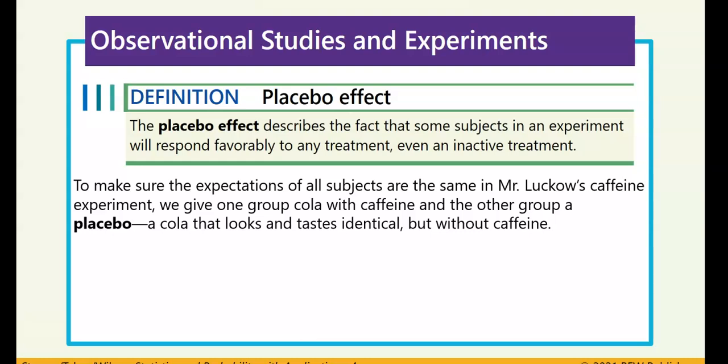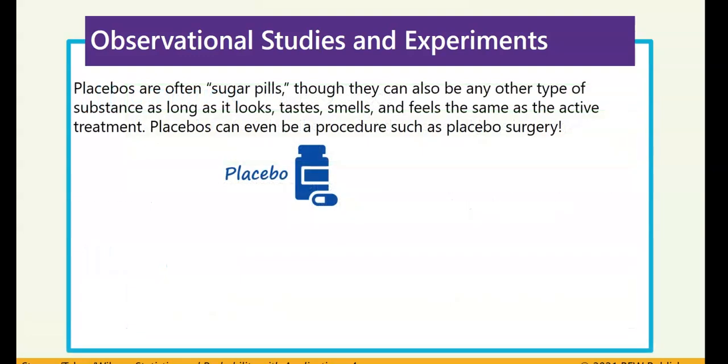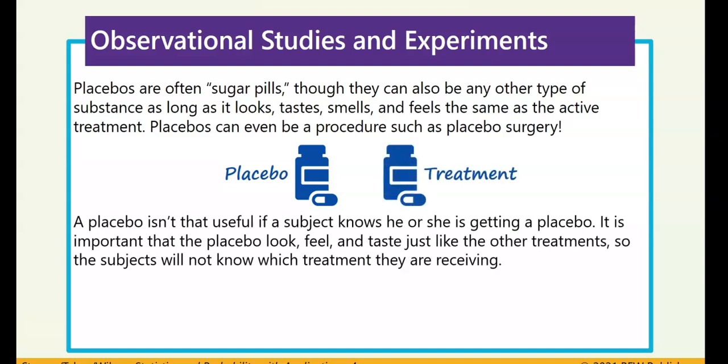The other group was a placebo. So by doing that, we're there for comparison purposes. A placebo is a treatment that has no active ingredient, but is otherwise just like the treatment. Again, they look like the real thing. You can't tell when you take them if it's a sugar pill or a regular pill. They're the same color. They look the same. It's just what it is.